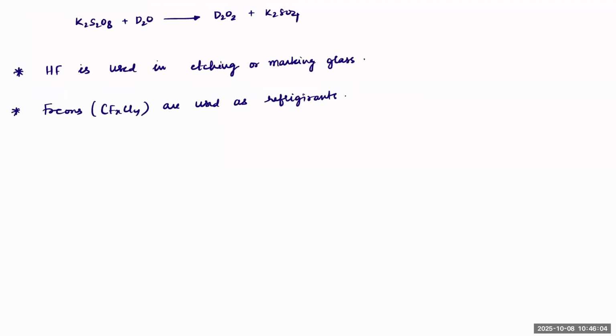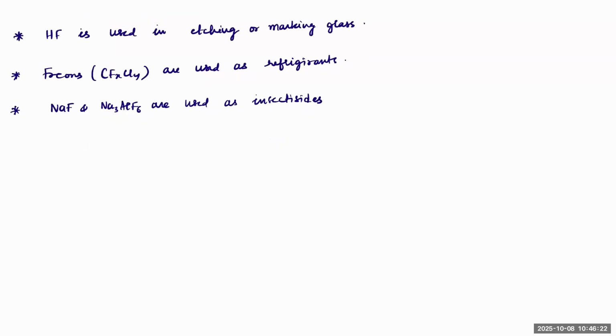Correct? Right. You might need to know that NaF as well as Na3AlF6, which is cryolite, are also used as insecticides. They are used as insecticides. Correct? And F2 is used in rocket fuels also. This is used as a part of rocket fuel as well.